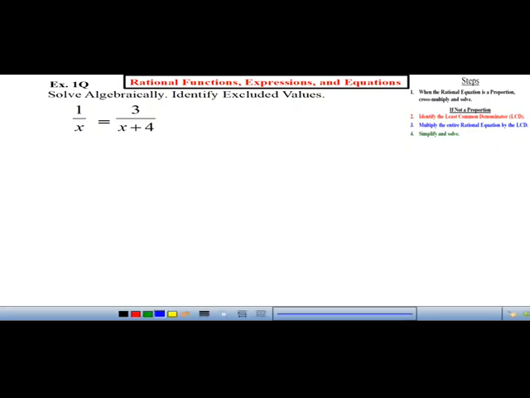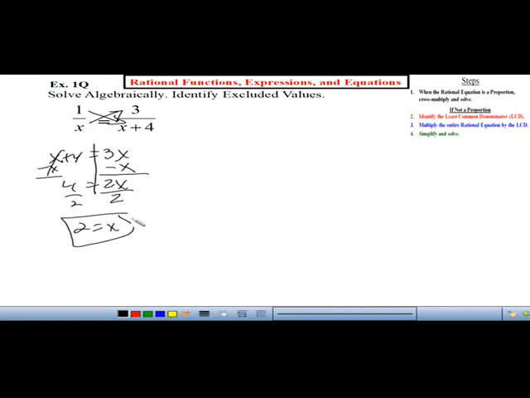You should have cross multiplied. It's a proportion. That times that, so that's x plus 4. That times that, which is equal to 3x. Get all variables to one side. Minus x, minus x. We're left with 4 equals 2x. Divide by 2. 2 equals x. Have you got that?